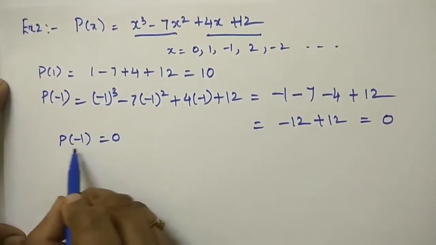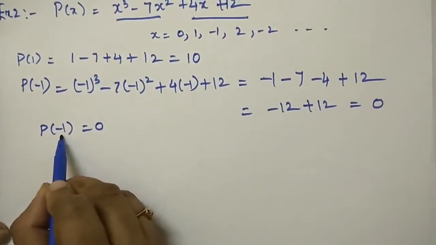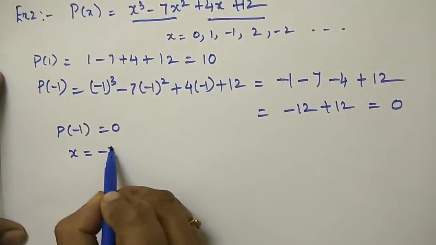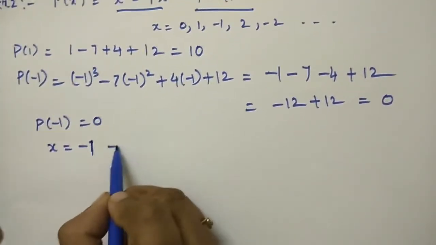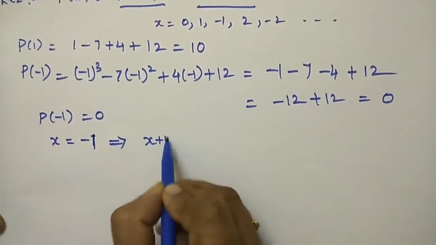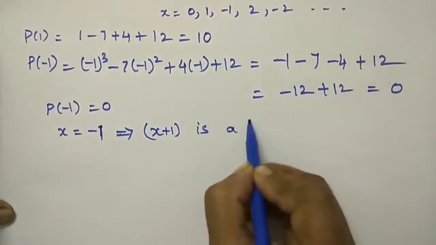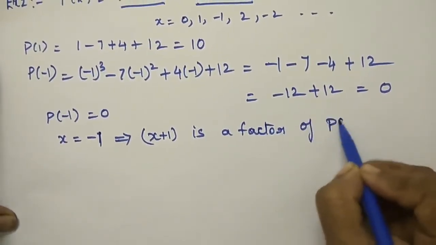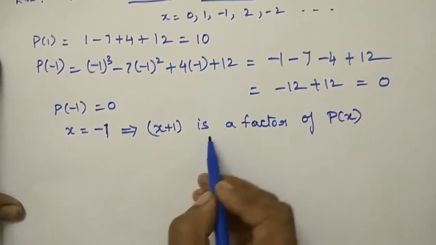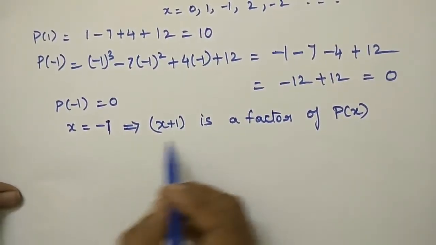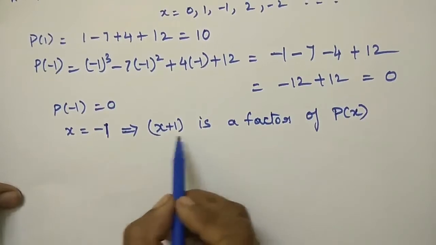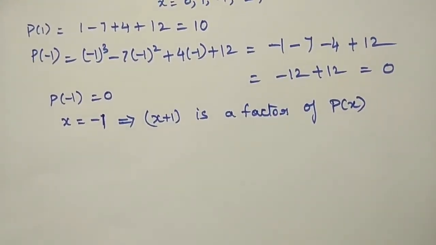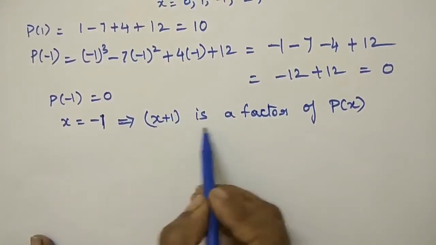Then as the polynomial is 0, this becomes the 0 of the polynomial, is it not? So we can write x is equal to minus 1. If x is equal to minus 1, then x plus 1 is a factor of polynomial p of x, as we studied in previous videos. Okay, if you watch those videos of quadratic and cubic, you will get an idea how this became the factor of polynomial p of x. Okay, we got one factor.